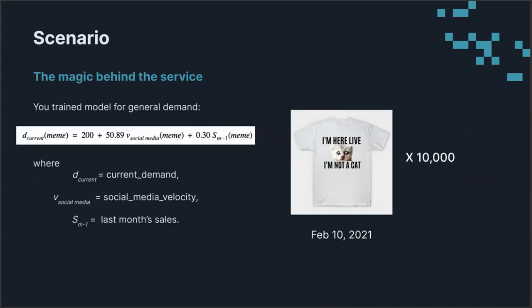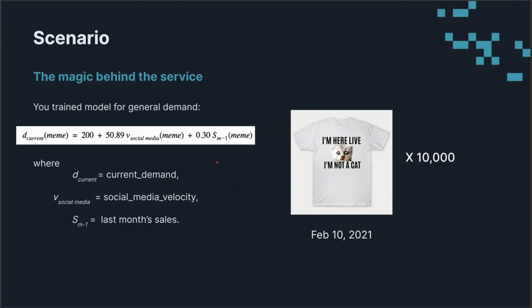So what's behind your service? What is the magic behind this meme popularity mining process? Here is the model that you came up with after months of work on the data about a project that began about a year ago. It's very simple. It basically says the demand for the meme equals several terms, and they depend on the social media velocity, how popular it is right now, how fast it's moving, and last month's sales for that particular meme's t-shirts.